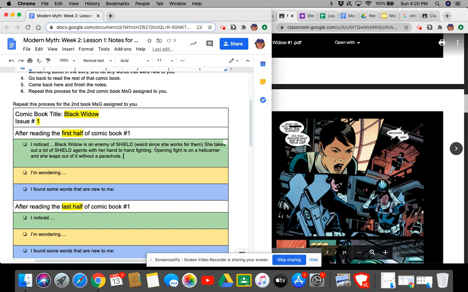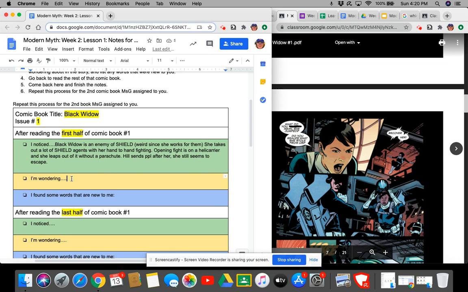And you guys, these are notes. Don't worry about spelling or anything like that. I'm not counting you for your spelling. Hill sends people after her and she still seems to escape, maybe.